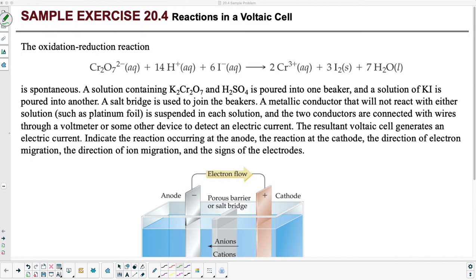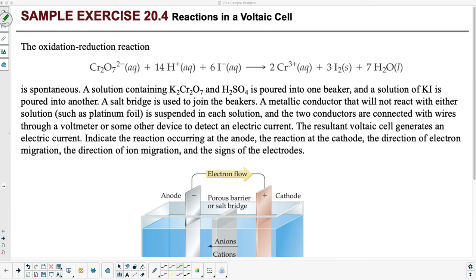So the oxidation-reduction reaction: we have our dichromate, which is Cr2O7 2-, plus 14 H+ and 6 I-, and that goes to 2 Cr3+ and 3 I2 and 7 H2O. It says it's spontaneous, which means, think to yourself, does that mean a positive delta G or a negative delta G? Just to tie in some of the stuff we talked about last chapter, because we will get to that.